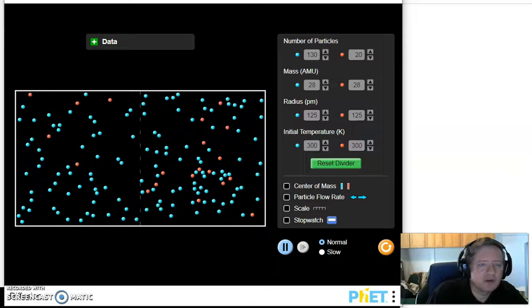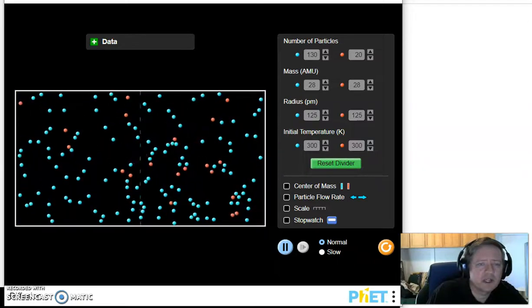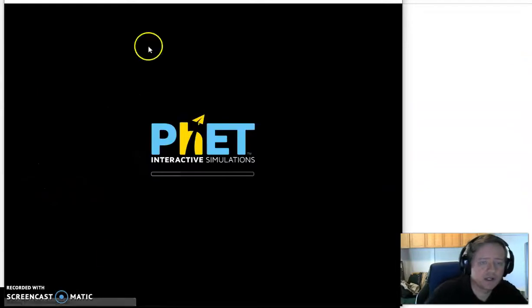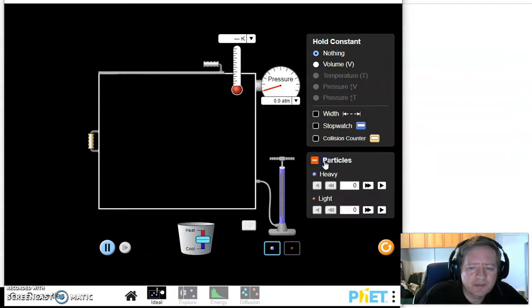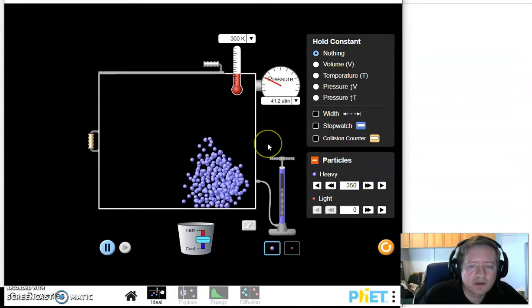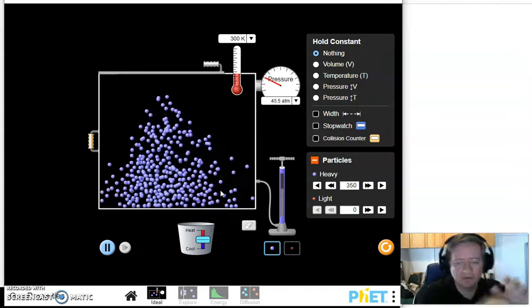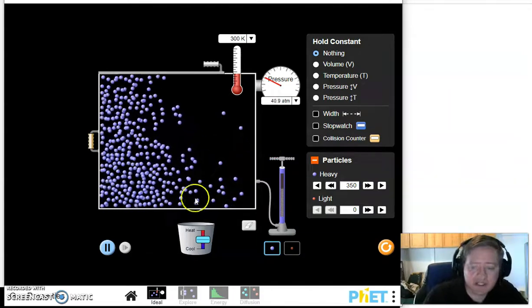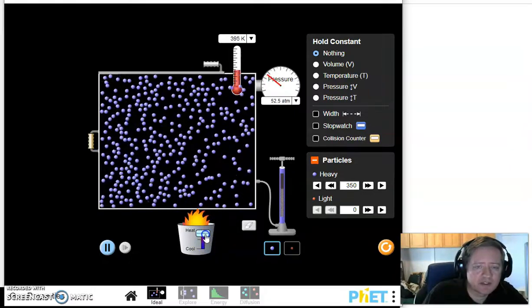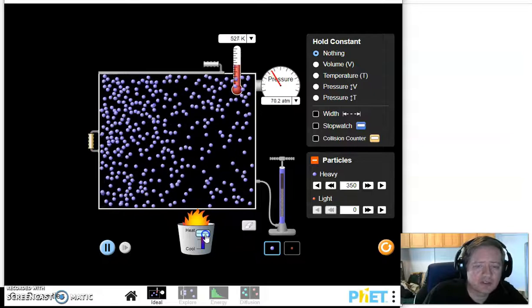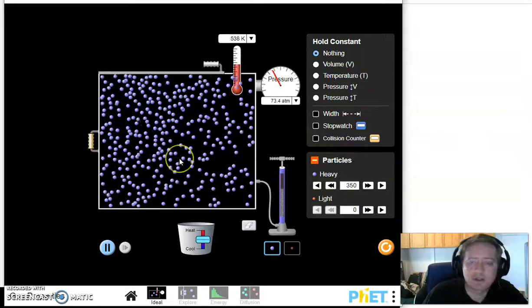Now, I'm also going to go back and do another simulation real quick. So here's another PhET simulation. What I'm going to do is put in some particles here. I'm putting in a whole bunch of particles, and you can see as I'm putting them in, the particles are starting to move around. Now, as I was talking before about adding energy, watch what happens when I add thermal energy. See how the particles start moving faster and faster as they bump and bump and bump into one another? Well, that's what happens.